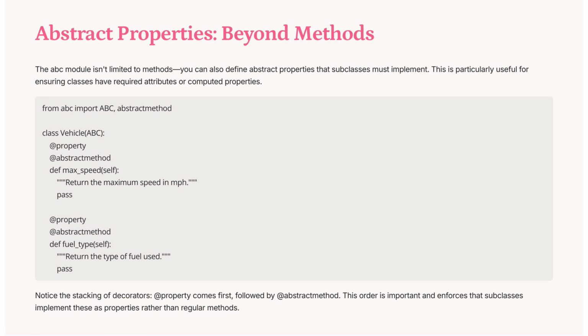The ABC module extends beyond methods, allowing abstract properties to be defined. This ensures subclasses implement essential attributes or computed properties. In the Vehicle class, max speed and fuel type are abstract properties, requiring subclasses to provide these as properties, not methods. The decorator order, @property then @abstractmethod, is crucial for enforcing this structure.